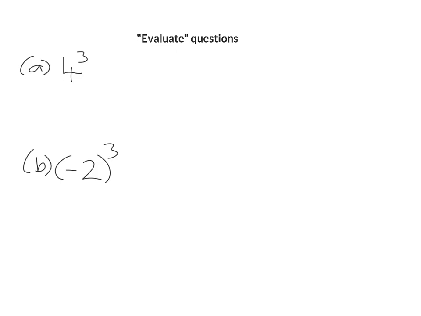These questions should be a revision of your GCSE work. So start with a nice basic one. 4 cubed is just 4 by 4 by 4, which is 64.